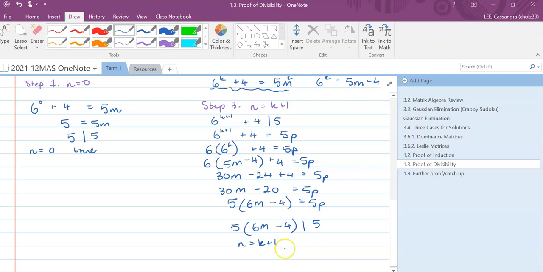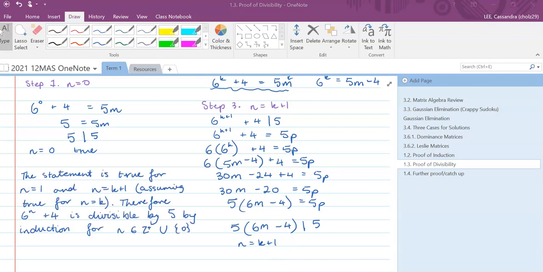So we now need to write our inductive statement. So we were able to show that our first statement was true. We were able to show that our n is equal to k statement is true, assuming that our previous case is true. And so therefore our statement, 6 to the power of n plus 4, is divisible by 5, excuse me, by induction for our specified domain.